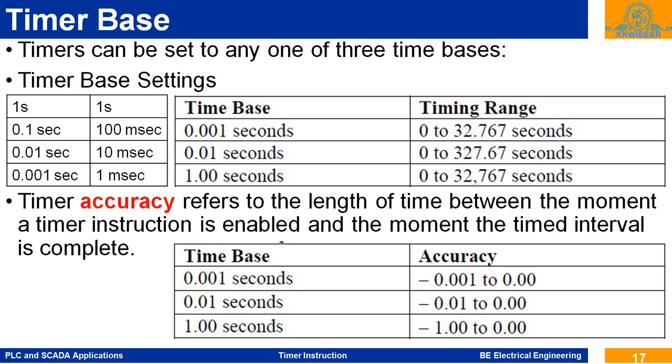The timer accuracy refers to the length of time between the moment the timer instruction is enabled and the moment the time interval is complete. Okay, the time interval is complete. Okay, so for time base 1, the accuracy is minus 1 to 0. For 0.01 it is minus 0.0120, and for 0.001 seconds time base it is minus 0.00120.